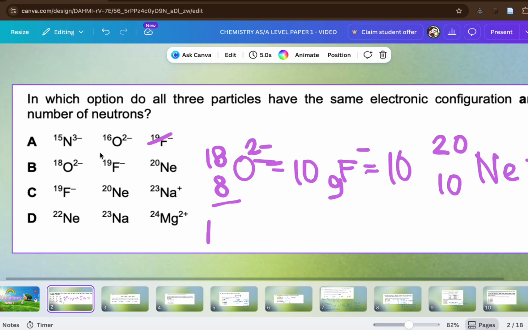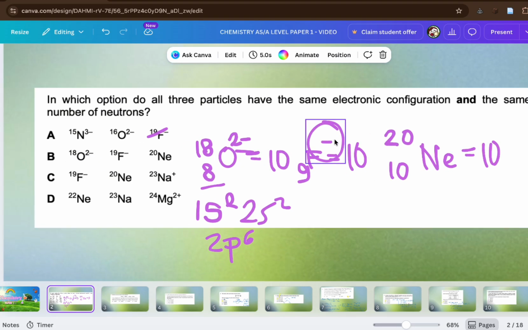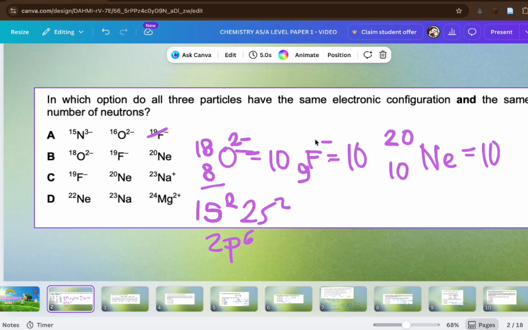So I'm going to write the electronic configuration. 1s2, 2s2, 2p6. Fluorine has 9 electrons. However, because it's charged with a negative charge of 1, we have to add that, which results in 10. The same. 1s2, 2s2, 2p6. Consistent. Let's see the final one. Neon has no charge, and its electrons are 10, which results in 1s2, 2s2, 2p6, making option B our answer.